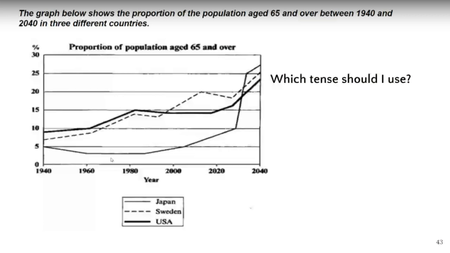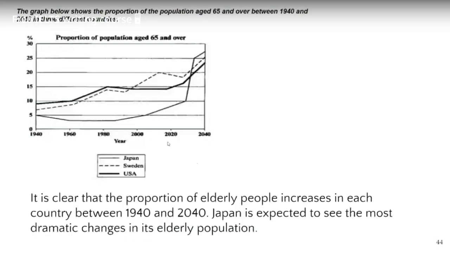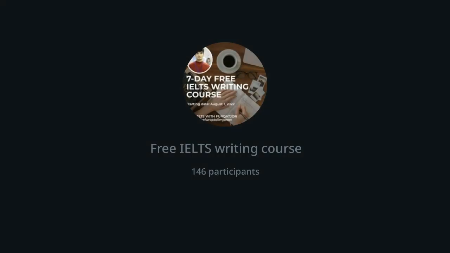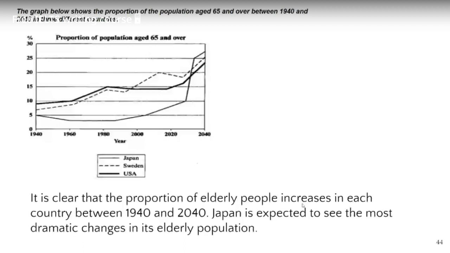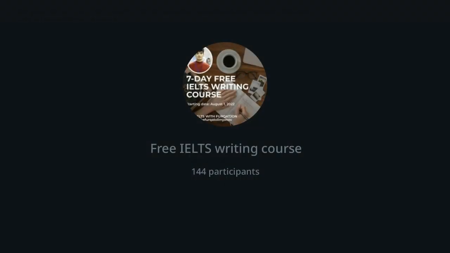So here's how you can write. Yeah? So it's clear that the proportion of elderly people increases in each country between 1940 and 2040. So this is called overall change key feature. And then we have Japan is expected to see the most dramatic changes in its elderly population. So yeah, this is how we write an overview. So yeah, overall change and something that stands out. All right. Let me just send it to you guys.